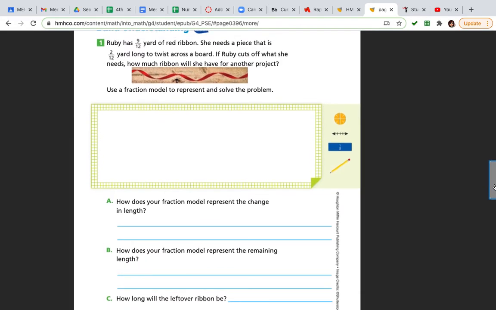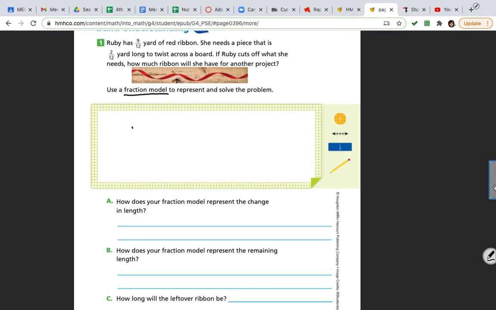Okay, so on the next page, it says Ruby has 9/12 yard of red ribbon, and it shows the ribbon here on top of a piece of wood. She needs a piece that is 2/12 yard long to twist across a board. If Ruby cuts off what she needs, how much ribbon will she have for another project? So it's asking us how much she has left. Use a fraction model to represent and then solve the problem.